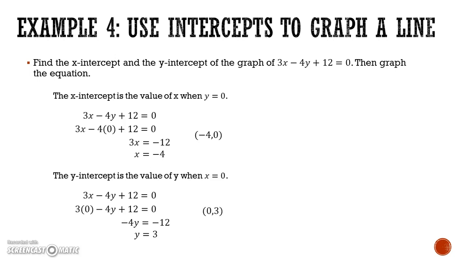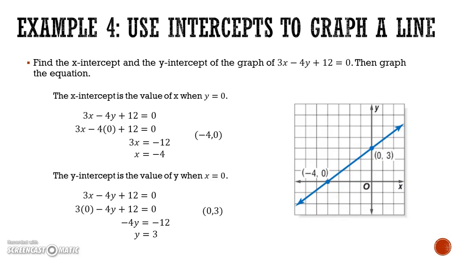We're going to use these ordered pairs to graph the equation, where we plot negative 4, 0 and 0, 3, and we connect them.